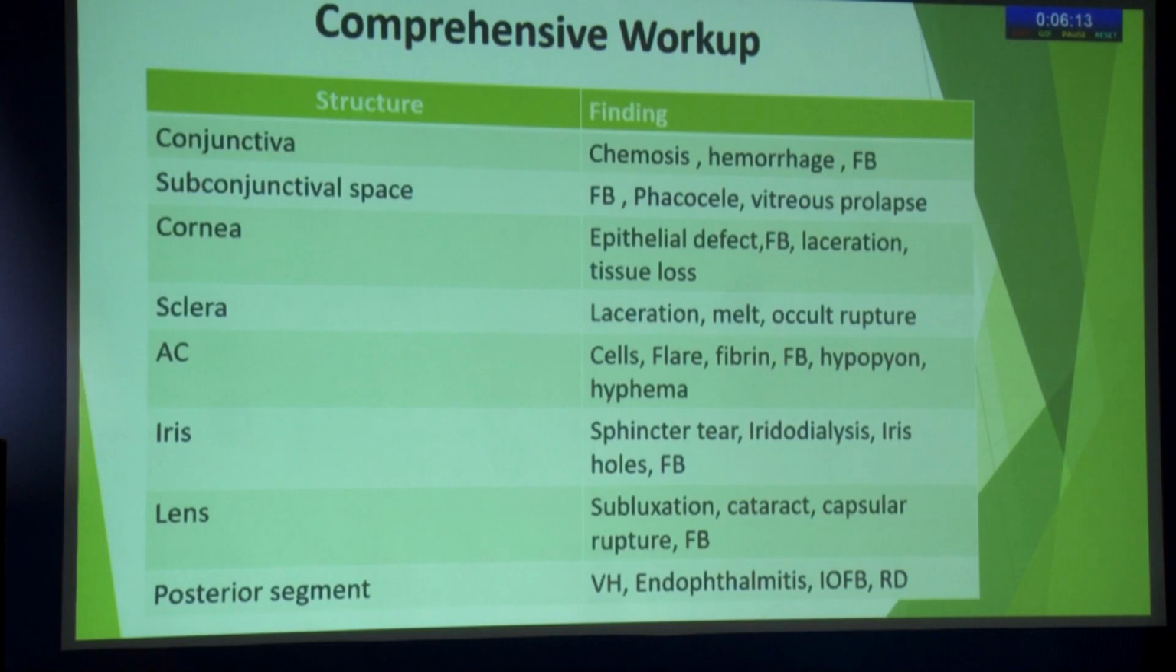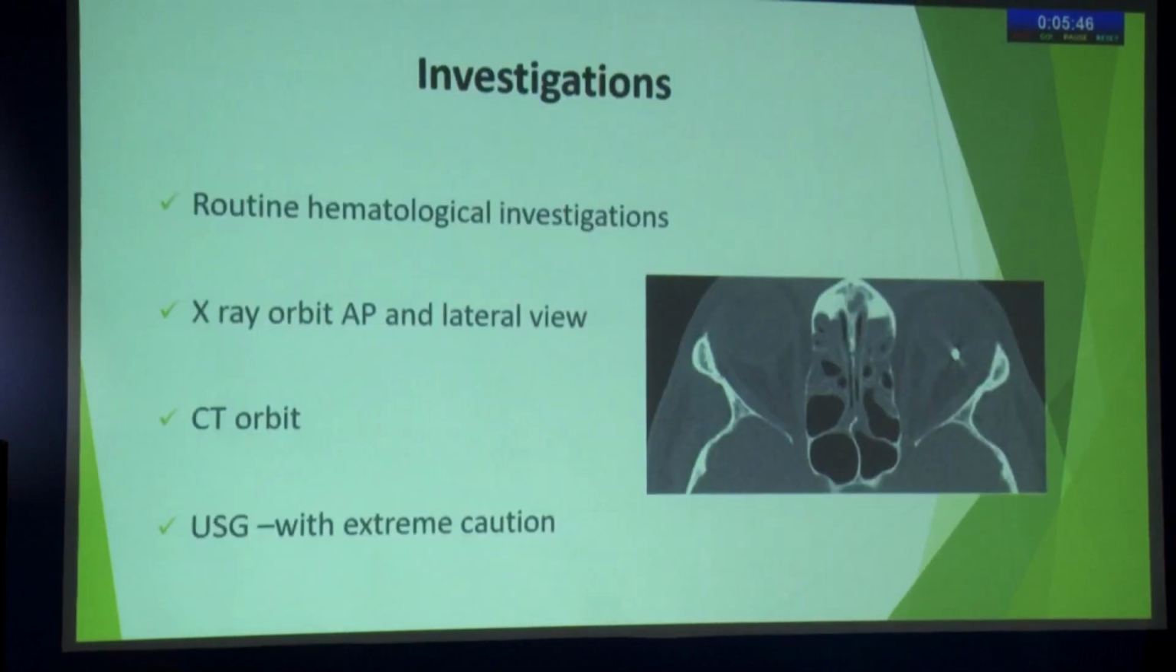In the anterior chamber, we have to look for cells, flare, fibrin, foreign body, hypopyon or hyphema. In the iris, we have to look for iridodialysis, sphincter tear or iris holes. These iris holes would indicate the presence of an intraocular foreign body again. In the lens, we have to look for subluxation, cataract, capsular rupture or foreign body, which would guide us towards further management. In the posterior segment, we have to look for any endophthalmitis, intraocular foreign body or retinal detachment.